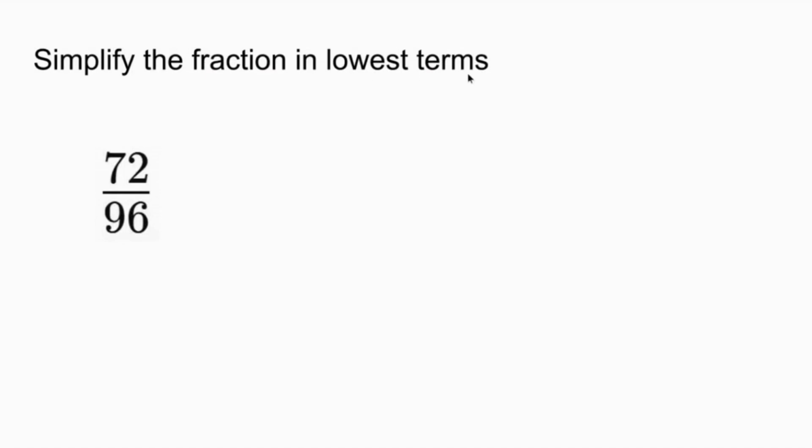Simplify the fraction in lowest terms. What is 72 over 96? Well, simplifying a fraction means finding an easier way to say the same amount. So we want to see if we could break both of these down into smaller, equal groups. This is what I'm going to do.